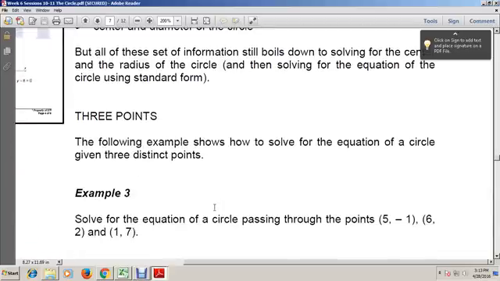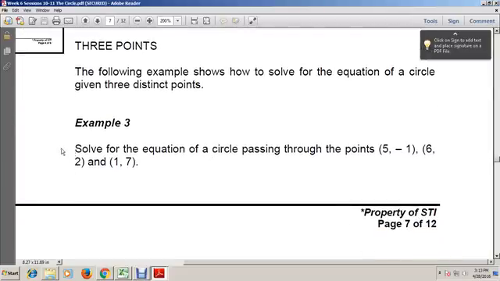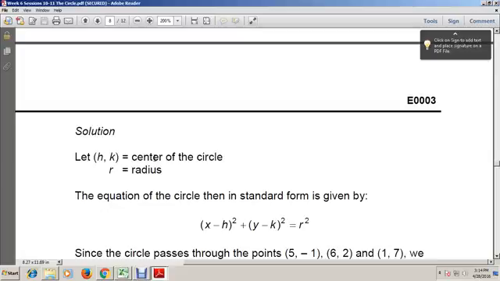So for example, we have 3 points. The following example shows how to solve for the equation of a circle given 3 distinct points. So for example, we are given the points (5, -1), (6, 2), and (1, 7). So what is asked here is to solve for the equation of the circle. So let's go through with the given examples.